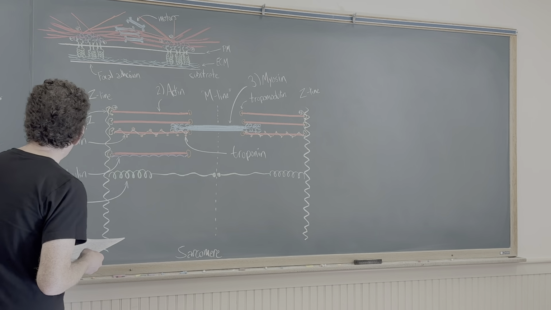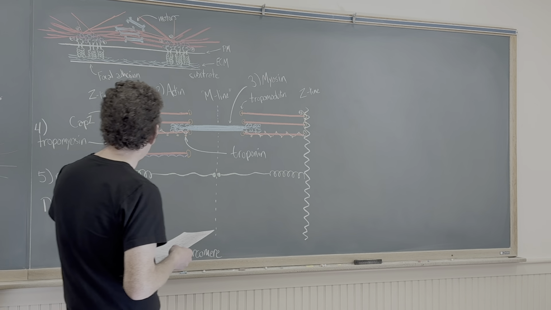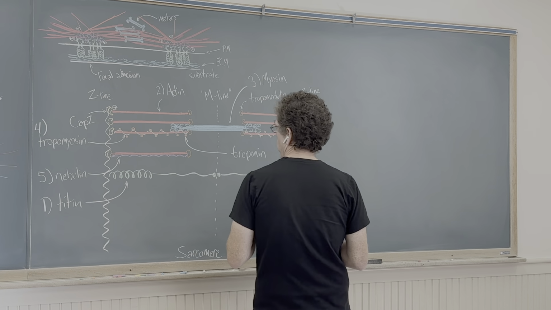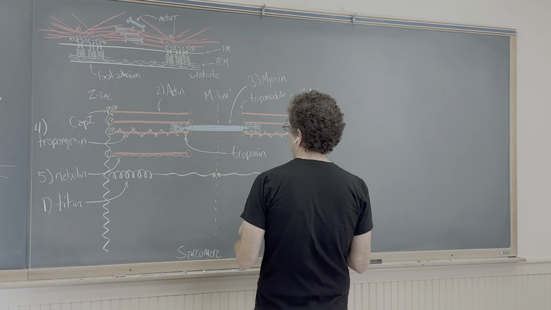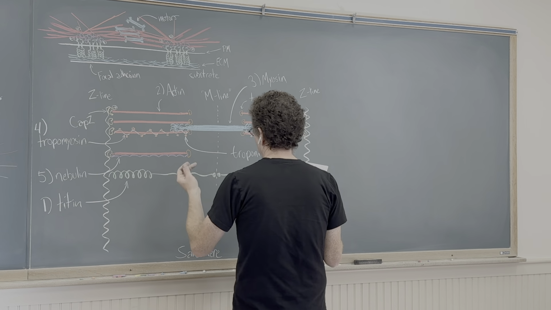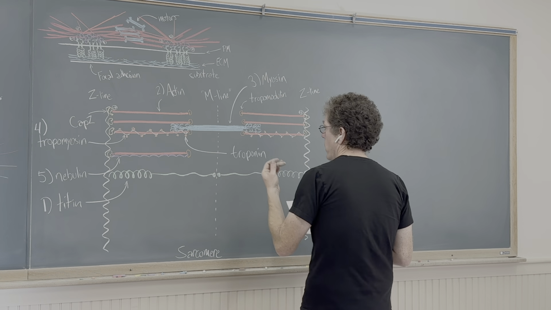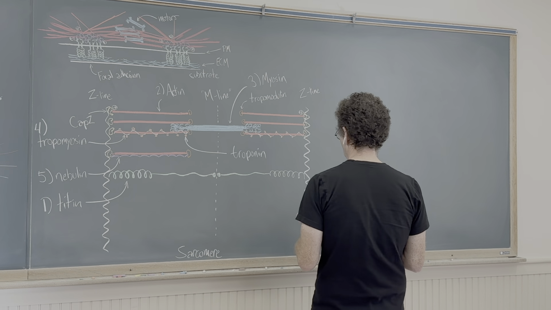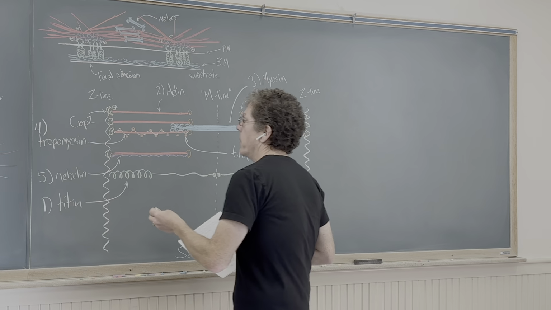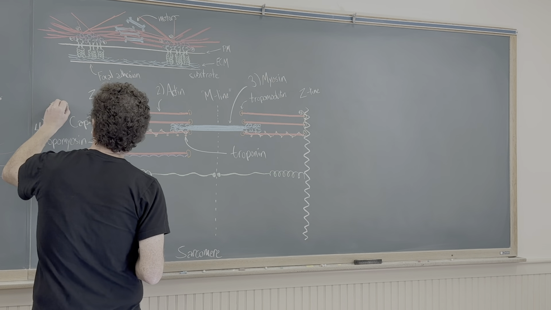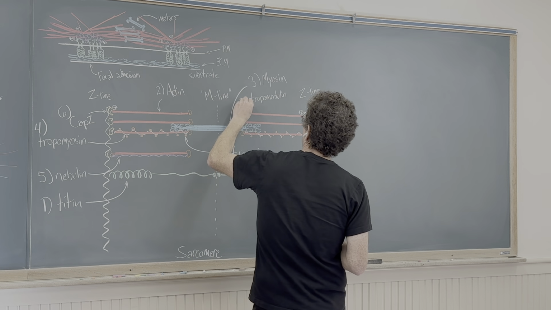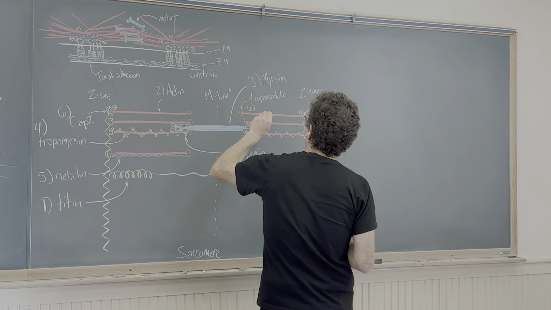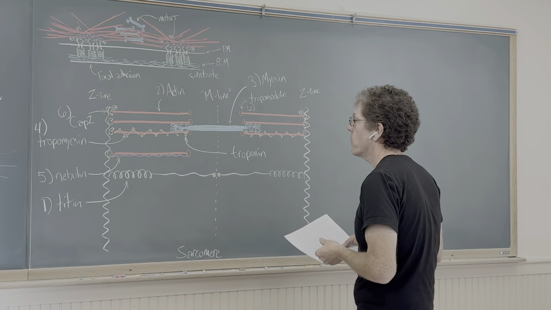Nebulin, number 5, is this molecular ruler that sets the length of the actin filaments, which in turn has an effect, of course, on the extent to which this muscle can contract, but that's a complicated feature. And then finally, number 6 is the existence of these capping proteins. So tropomodulin here gets a number 6 as well.